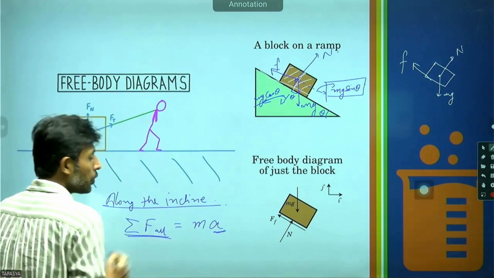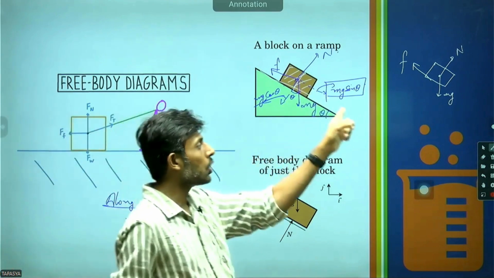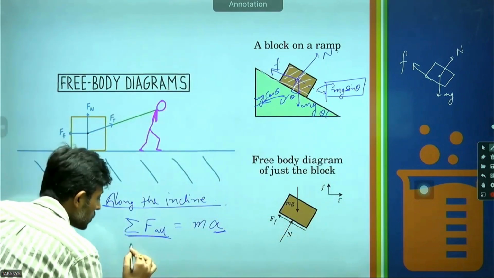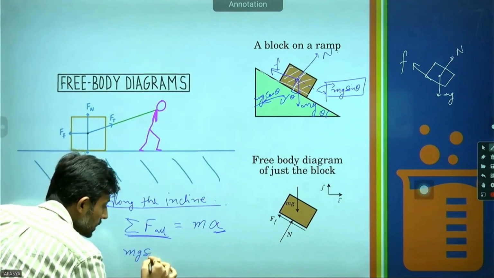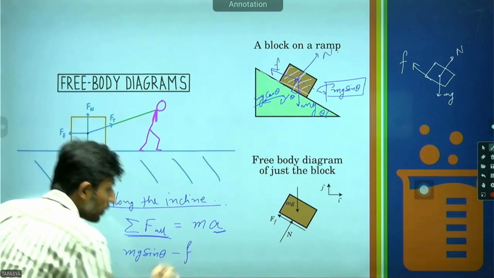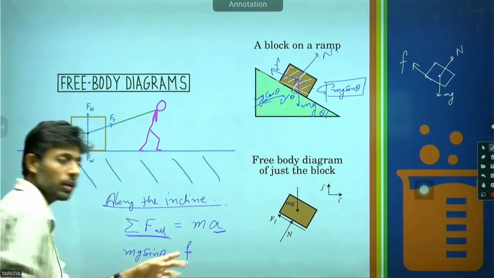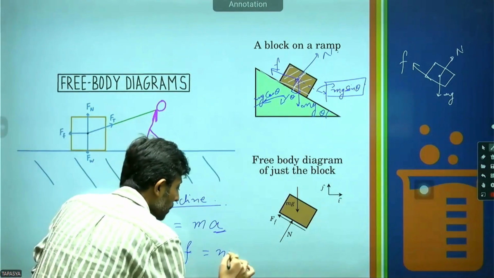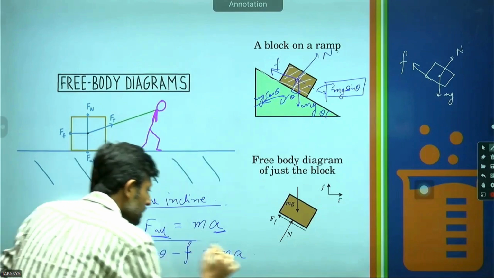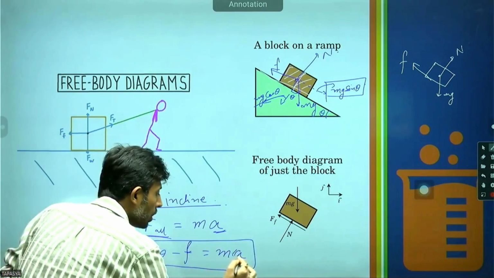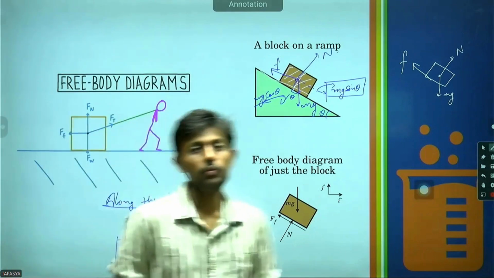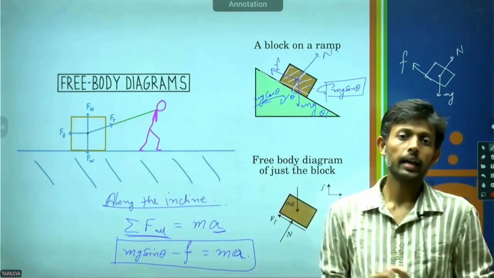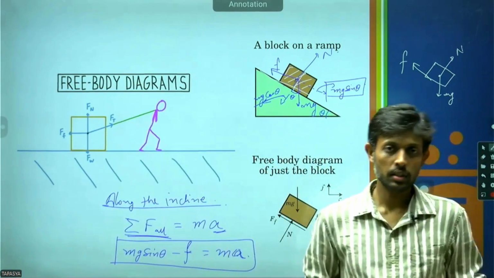So what are all the forces? In the downward direction, it's mg sine theta. In the upward direction, it's the frictional force. So downward direction, write mg sine theta. Upward direction, write the frictional force. How to calculate frictional force? That is another story. You will learn that later. Mass into acceleration. Now, this equation will give you the acceleration of this block along the incline. That is why we need free body diagrams. Very crucial concept, very critical.